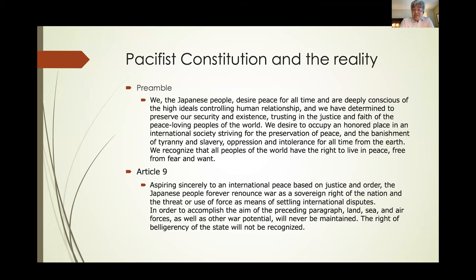So the Japanese constitution is based on the assumption that the world is a peaceful place and there are only peace-loving people in the world. Okay, so for many years, the Japanese opposition parties demanded to protect the constitution, particularly Article 9, to remain so that Japan would not be militarized again, because the world is full of peace-loving nations.